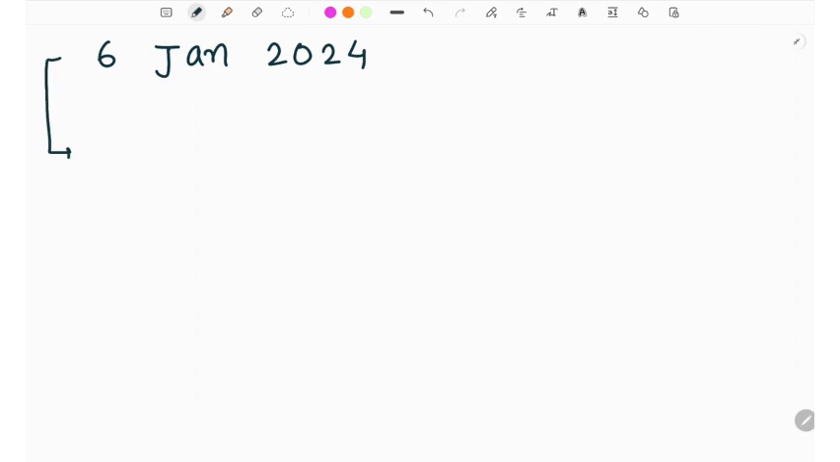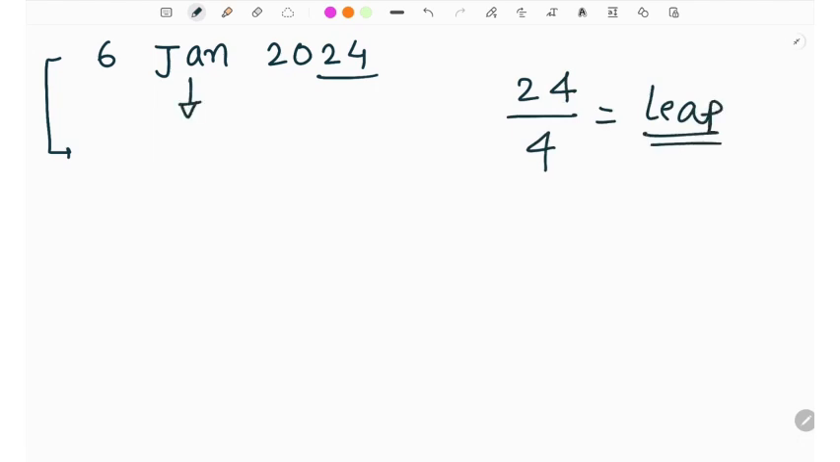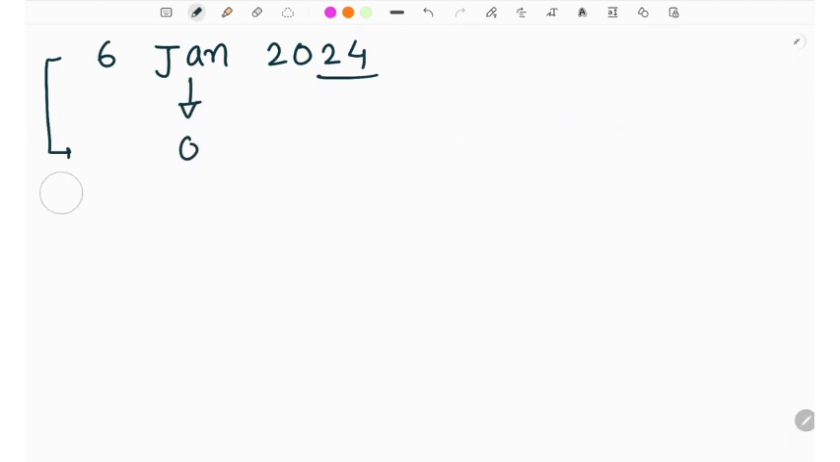Now look whether the given year is a normal year or a leap year. Now students, 24, the last 2 digits, are completely divisible by 4. It means the given year is a leap year. And the code for the leap year of January is what? 0. Okay, so now we got the code for January. Now divide 6 by 7, divide 24 by 7, and then divide 24 by 4.